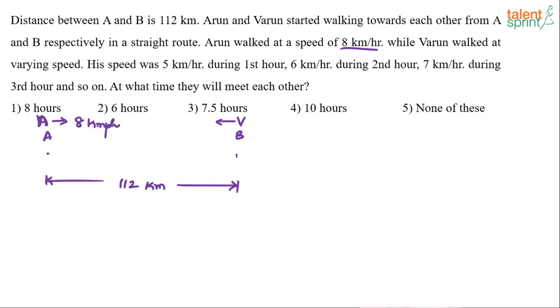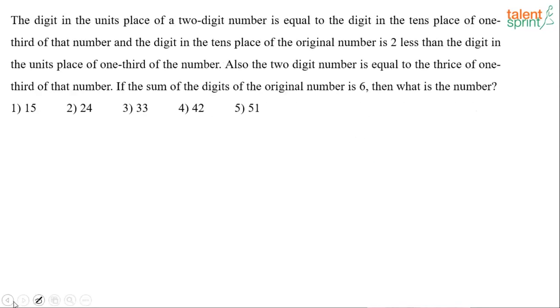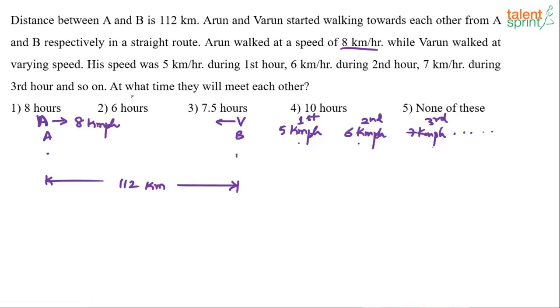But Varun has got a typical walking style, right? He's walking at a varying speed. His speed was 5 kilometers per hour in the first hour, then 6 kilometers per hour during the second hour, 7 kilometers per hour during the third hour, and so on. Meaning, in each hour his speed increases by 1 kilometer per hour. So in the fourth hour it will be 8, and so on. Now the simple idea is, at what time will they meet each other? Since they are moving towards each other, after some time they will come across each other, right?